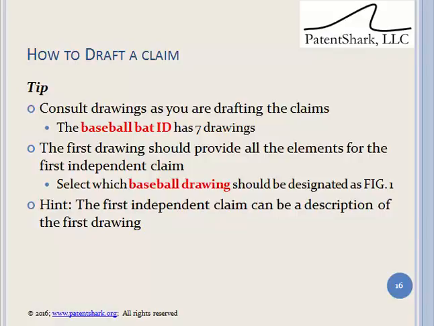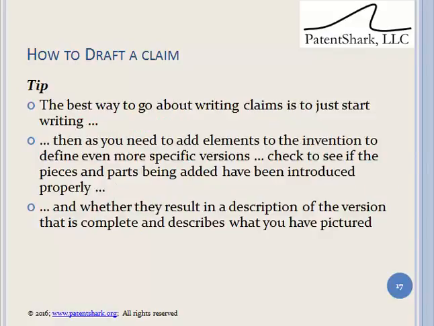Here's one final tip. The best way to go about writing claims is just to start writing it. And then, as you need to add elements to the invention to define even more specific versions or specific elements, check to see if the pieces and parts that are being added have been introduced properly, and whether they result in a description of the version that is complete and describes what you have pictured.